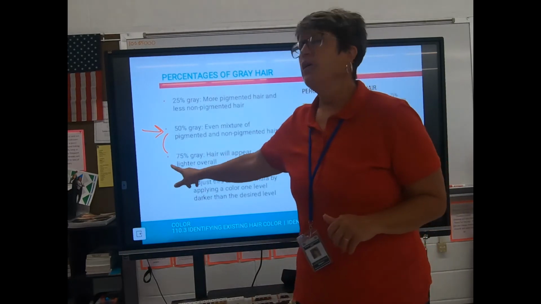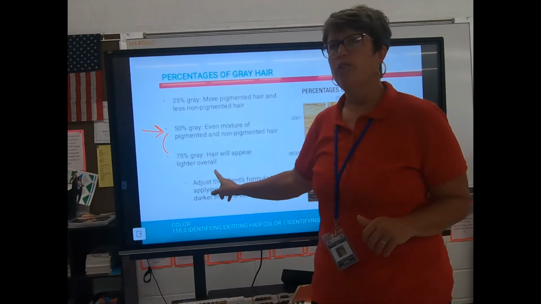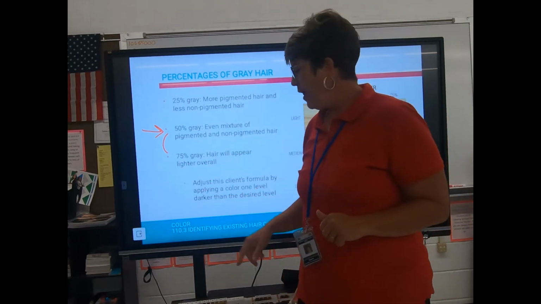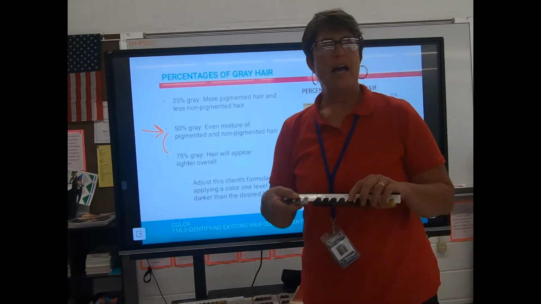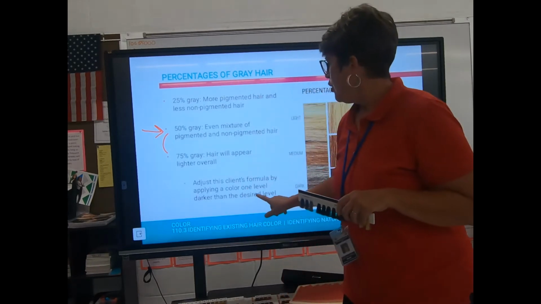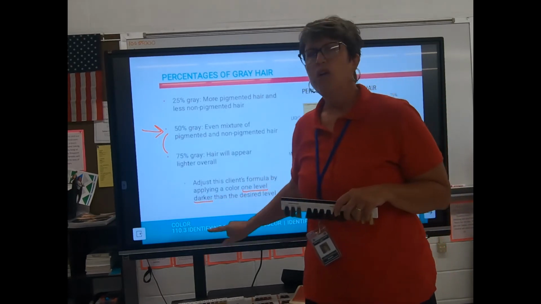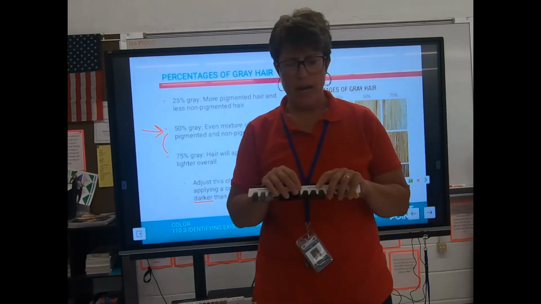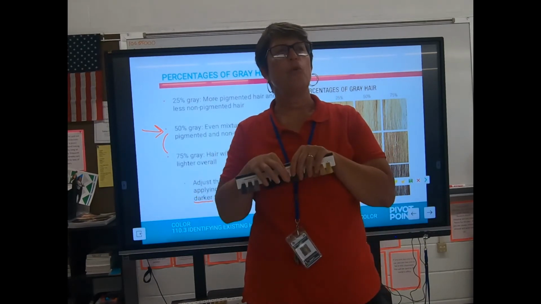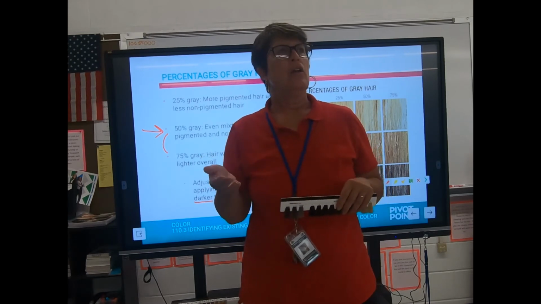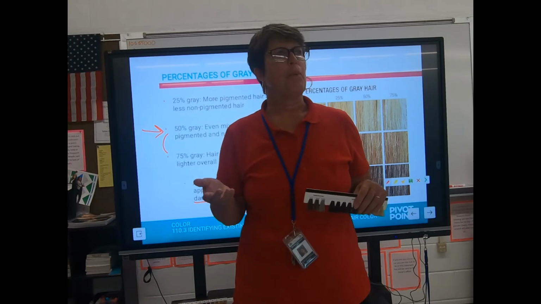If they are getting gray, the hair will appear lighter overall. When you apply the color, say that they want a level 5 as their color, you have to apply color 1 level darker. So you have to adjust for that gray. Instead of applying a 5, you would now go down to a 4 to get the desired color. Now, not everyone wants all the gray covered. A lot of people just want it blended.